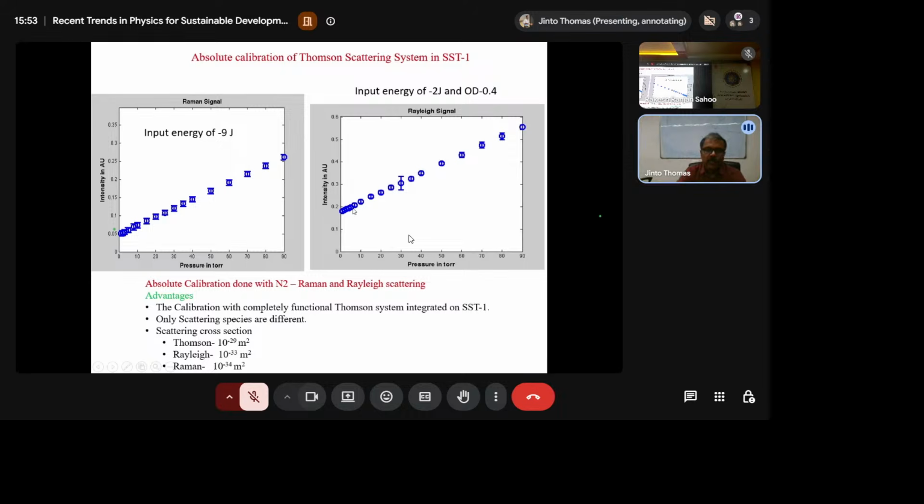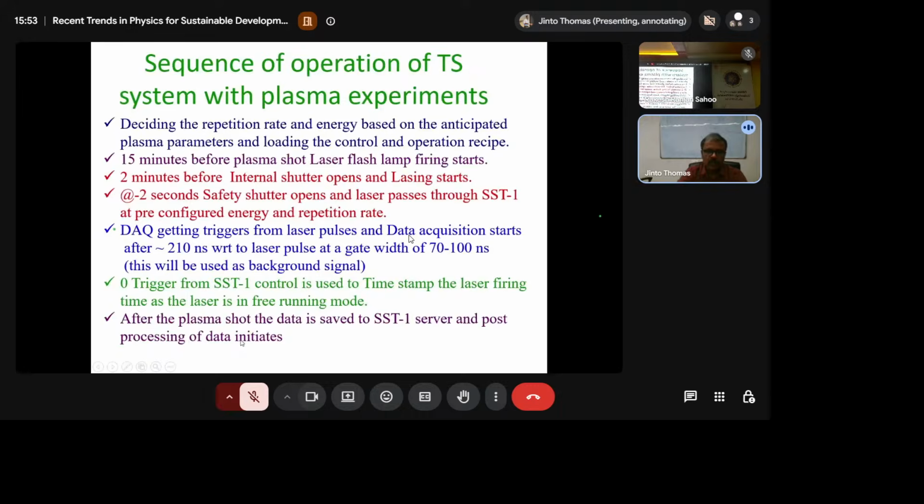And once you get a Raman signal, we are sure that your system is ready for a Thomson signal, because the Raman scattering cross section is almost 4 orders of magnitude more than that of the Thomson scattering. That means your system is now ready for the Thomson scattering measurement.